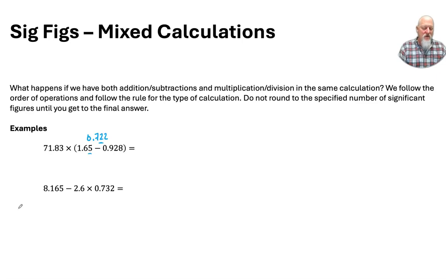Okay. Now I'm going to multiply that by 71.83. So basically now I've got 71.83 times 0.722. I'm going to mark that middle 2 as where my significant figure should end. So 71.83 times 0.722, I get 51.8613 is my answer.